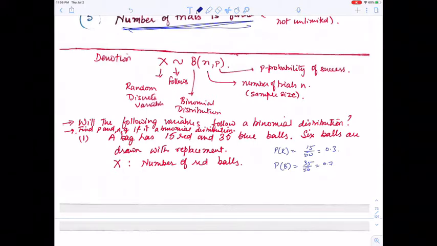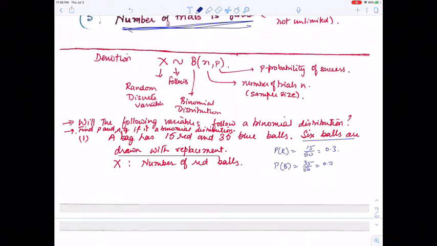Okay. Now we are saying that 6 balls are drawn randomly with replacement. It means we are putting the ball back. Because we are doing it with replacement, these 6 balls are drawn independently. They're not dependent on one another. The probability is not impacted by what you got on the first draw.